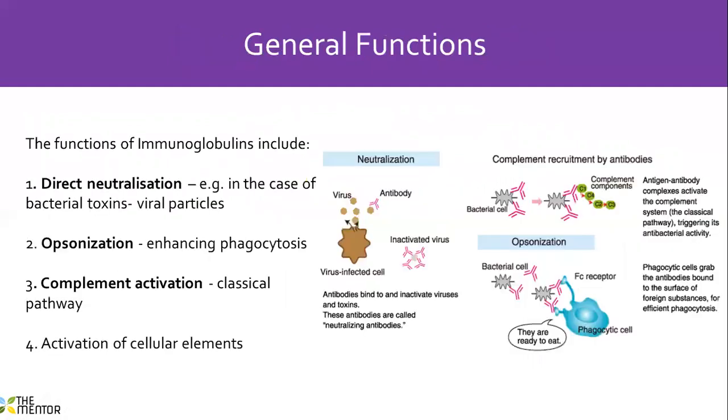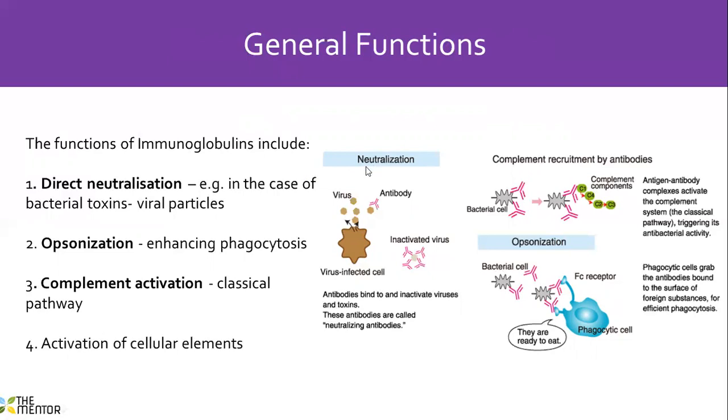Now that we have understood that, it's also important we look at functions before we look at structure. Normally we start with structure and then we go to functions, but in this case I would prefer we look at the general functions. Even though each immunoglobulin has a different specific function, which you look at when you're looking at individual immunoglobulins, generally their main function is to neutralize, especially bacterial and viral particles.